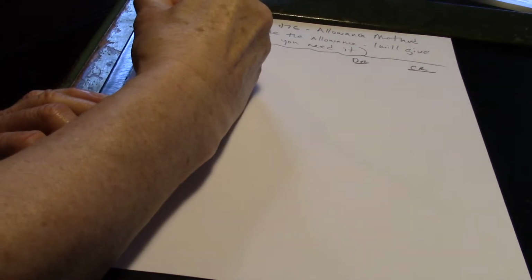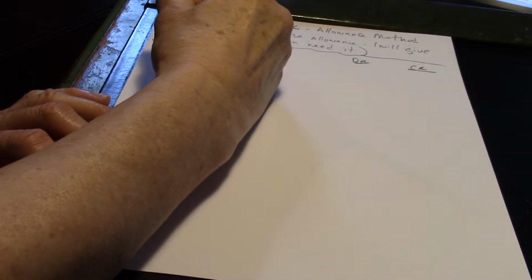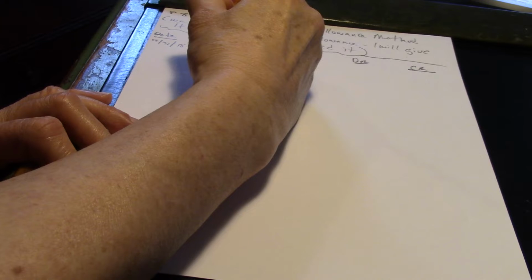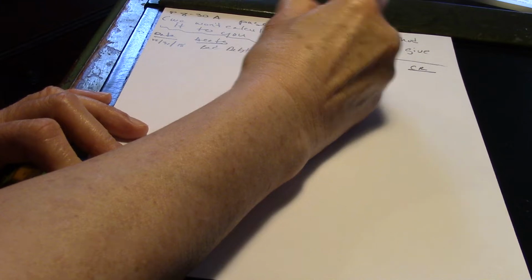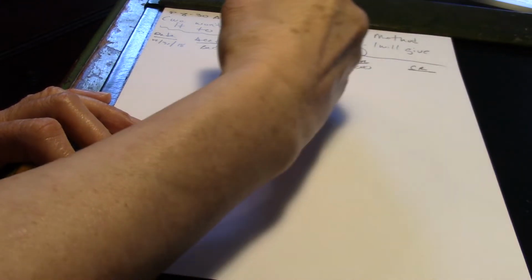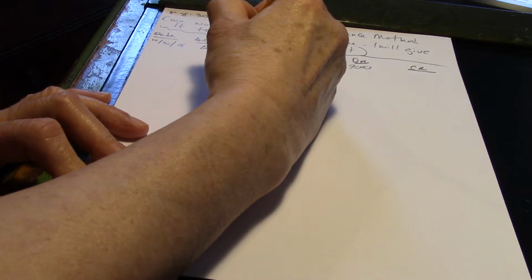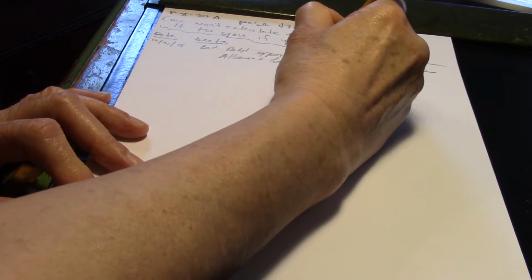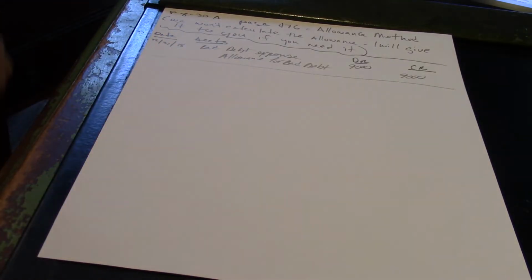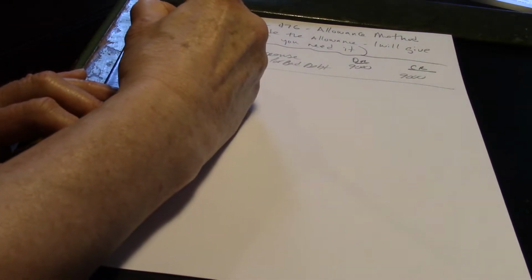So this is 12/31/18, and we take our bad debt expense, and I've told you it's $9,000, and now we set up our account. It's called Allowance for Bad Debt, $9,000. All right, so now that's set up, we're ready to go into 2019 and start doing transactions and write stuff off.